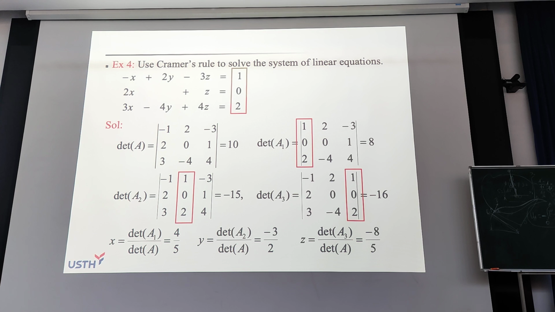Then the solution will be x to be that, y to be that number, and z to be that number. So that is the way to solve a system of linear equations by using Cramer's rule and using determinant.